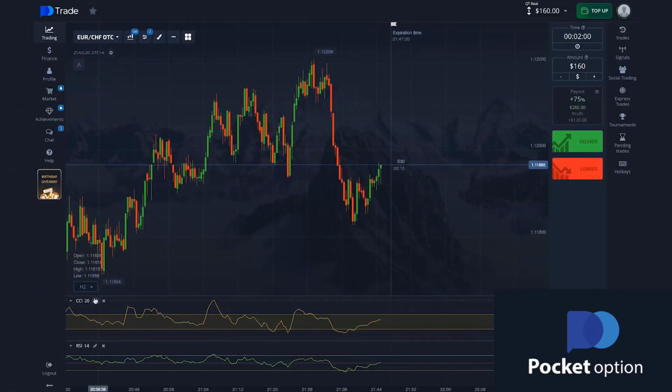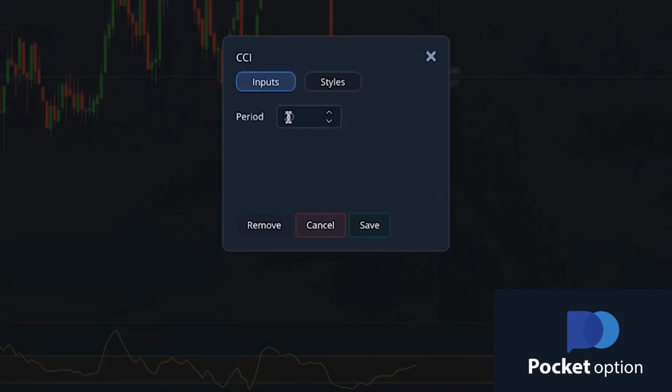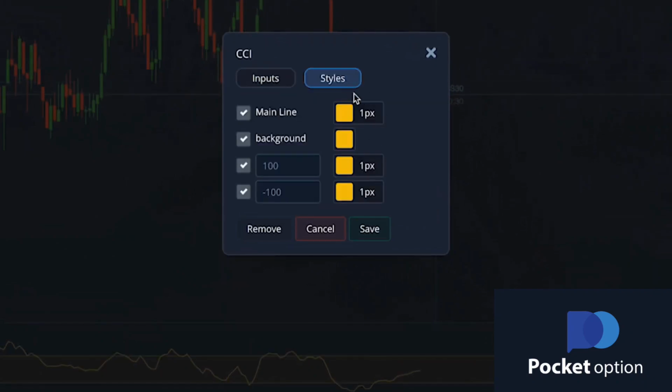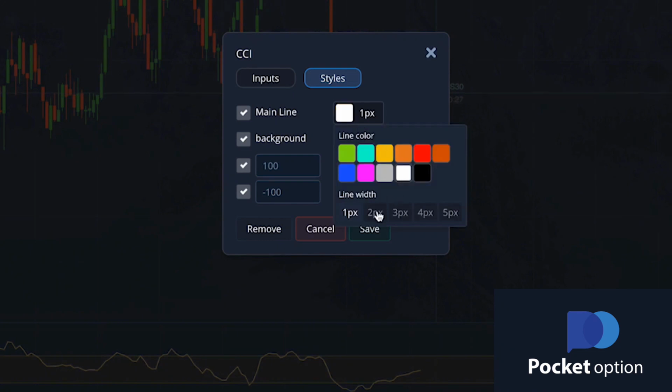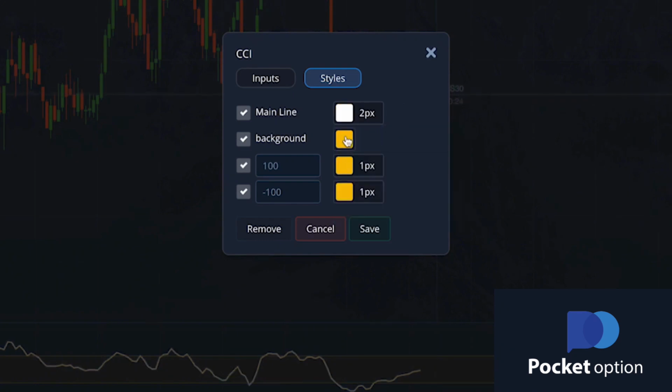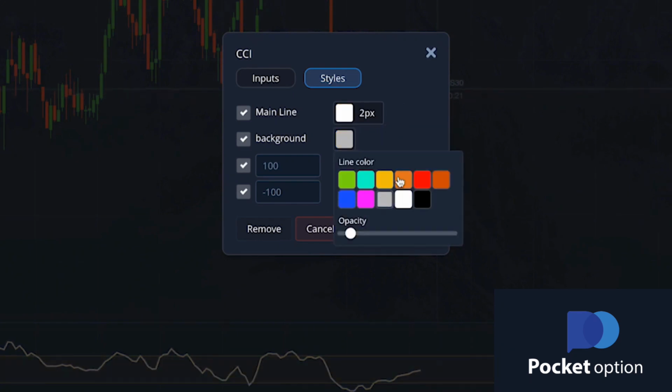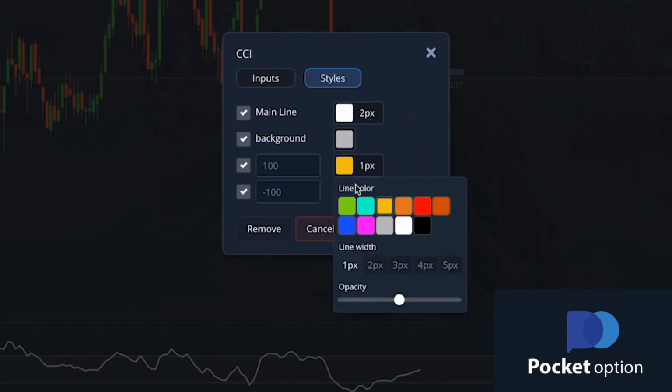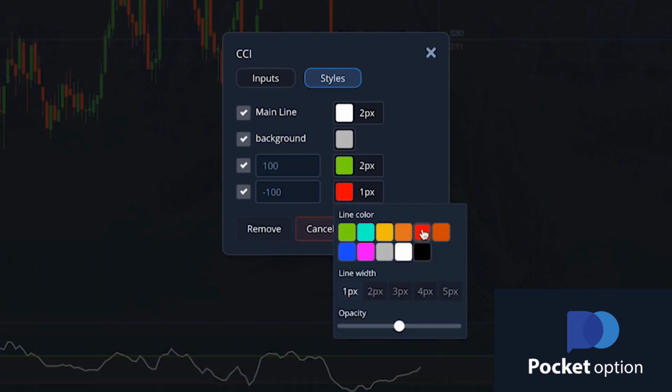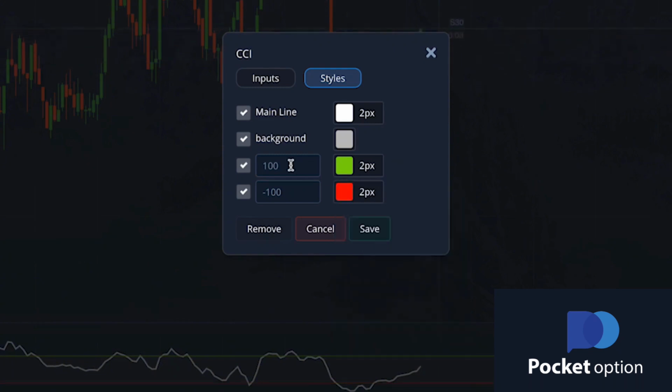Let's customize the CCI, change the period to 30 and go to the style settings, change the main line to white with a width of 2, change the background to gray, make the value of 100 green with a width of 2, and make the minus 100 value red with a width of 2. And then we change value 100 to 150 and minus 100 to minus 150 and save.